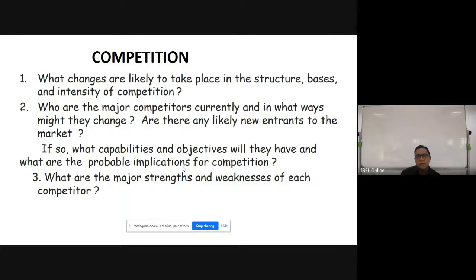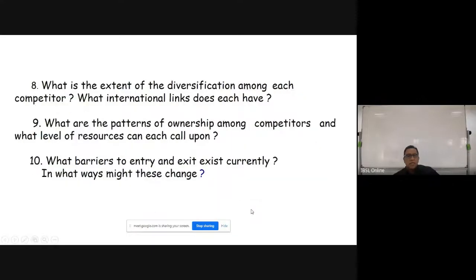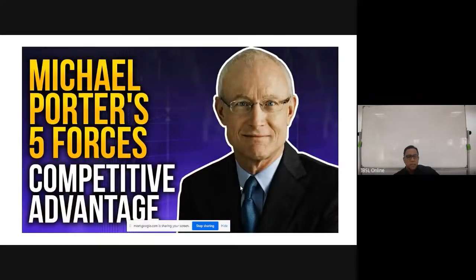What are the major competitors currently, and in what ways might they change? Are there any likely new entrants to the market? If so, what capabilities and objectives will they have, and what are the probable implications for competition? What are the major strengths and weaknesses of each competitor? What are their objectives and strategies? All these are with regard to competition. You can keep reading; there are a lot of questions asked to obtain information about the competition, because knowing the competition, a lot of questions can be asked about it.